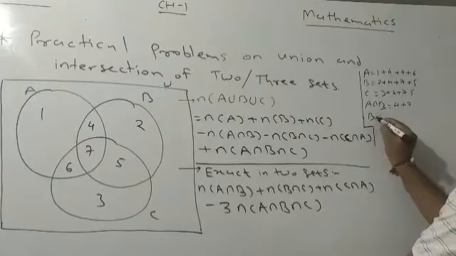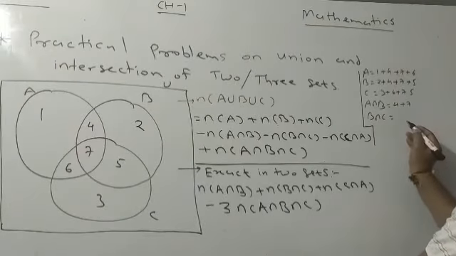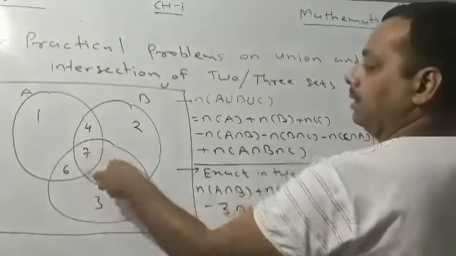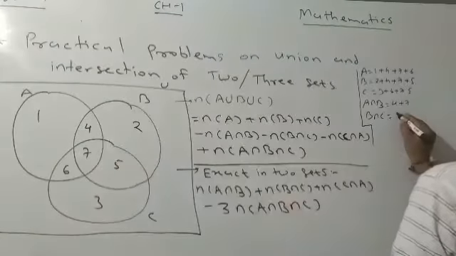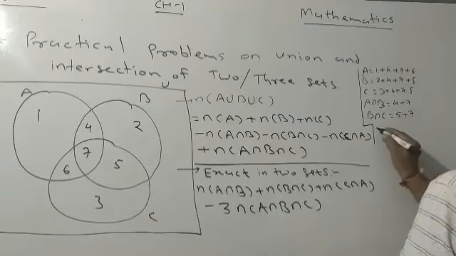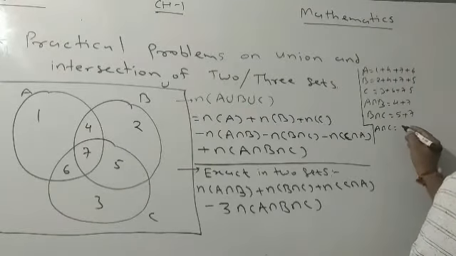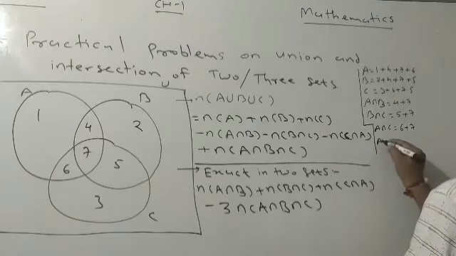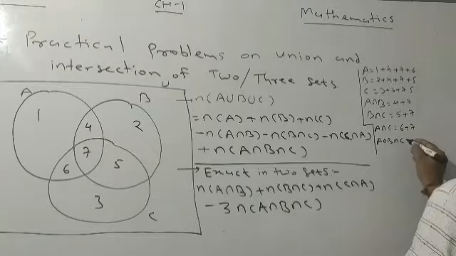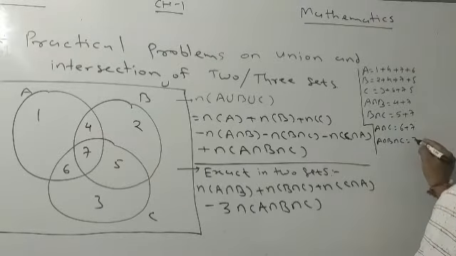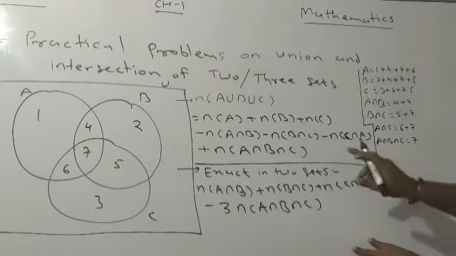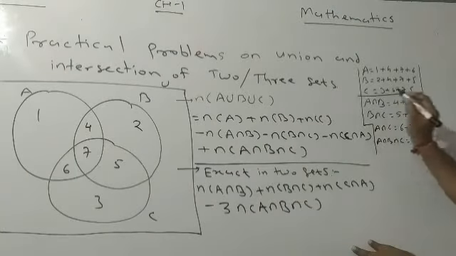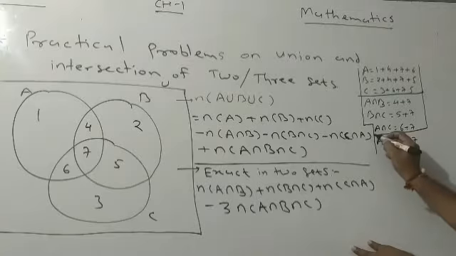Similarly, B intersection C is 5 plus 7. A intersection C is 6 plus 7. And only A intersection B intersection C is 7. Now observe this. We will add all these 3.